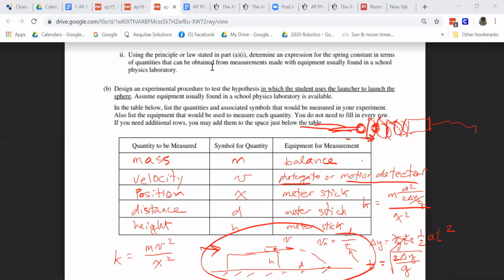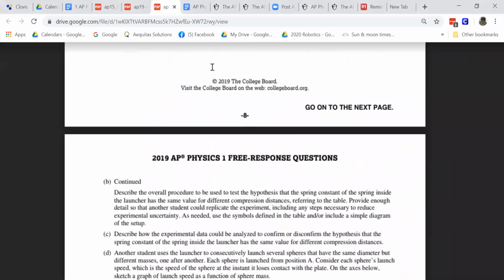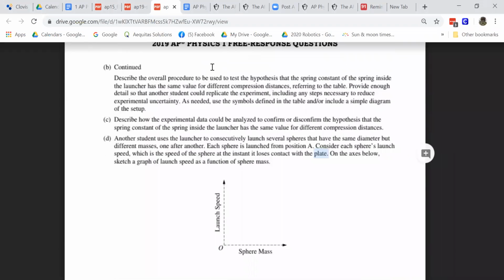So now I assume that part B, over here, says: describe the overall procedure to be used to test the hypothesis that the spring constant of the spring inside the launcher has the same value for different compression distances, referring to the table. Provide enough detail so that another student could replicate the experiment, including any steps necessary to reduce experimental uncertainty. As needed, use the symbols defined in the table and/or include a simple diagram of the setup.